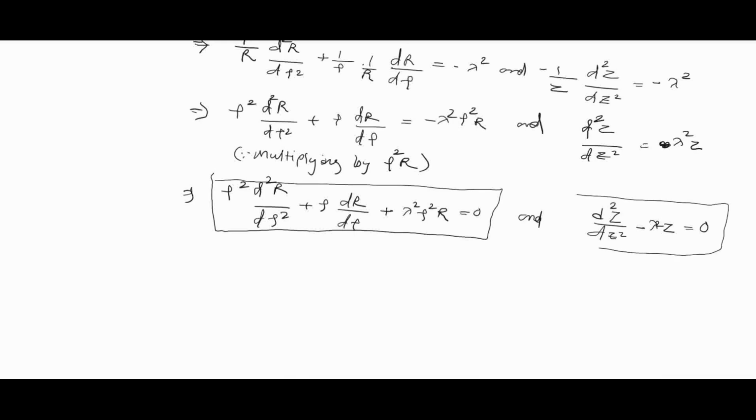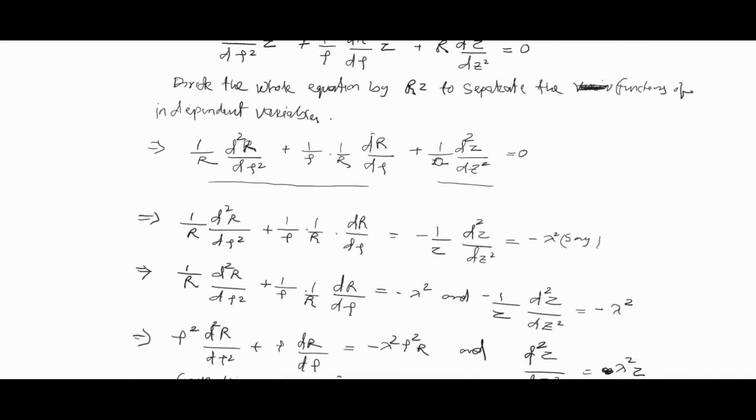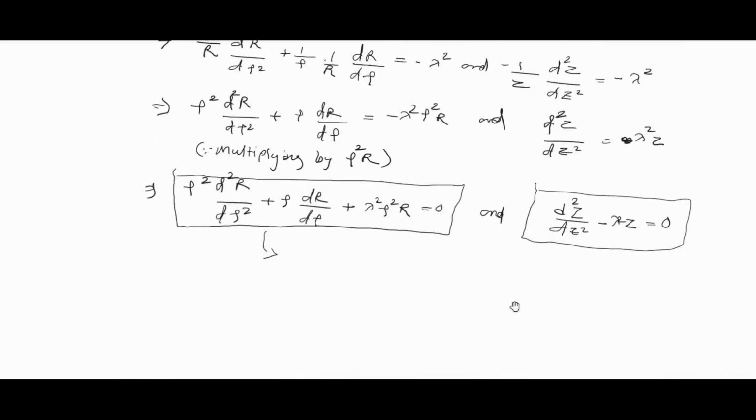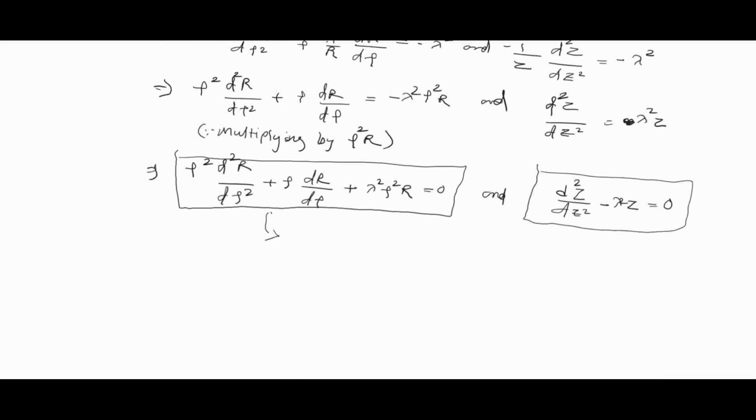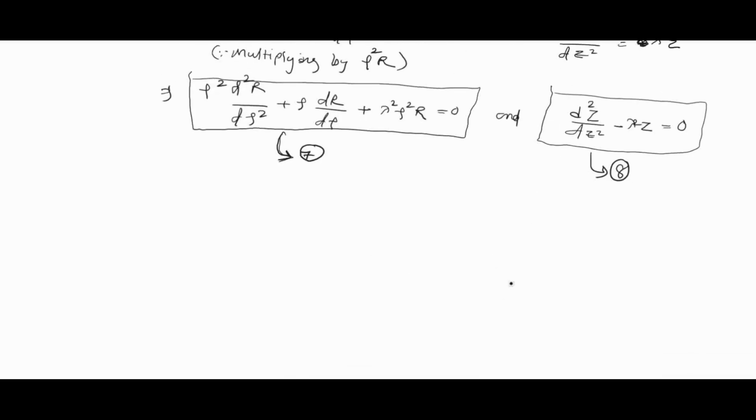Then after that we can find T. We take this equation as equation number 7 and this one as equation number 8. Now equation number 7 is the Bessel equation of zeroth order. Clear about that?